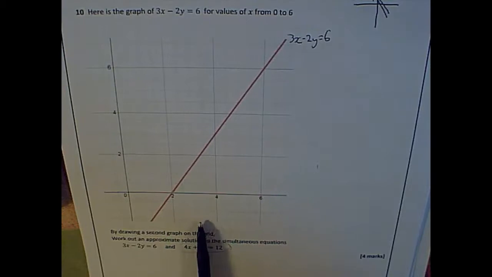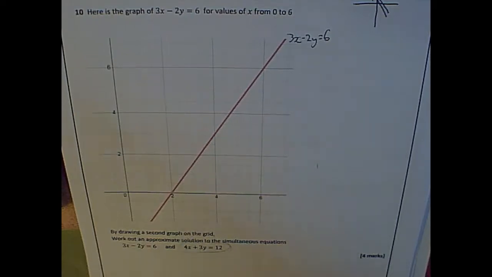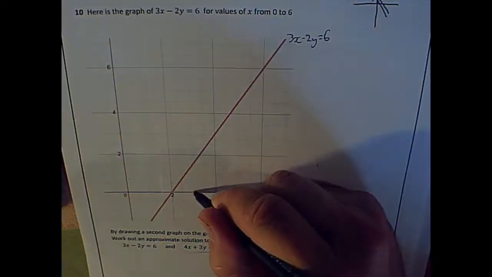If I block out this plus 3y, what I'm saying is, when y equals 0, this bit here comes to nothing. So if I block that bit out, all I've got is 4x equals 12. Well, if 4x equals 12, one lot of x would equal 3, wouldn't it? If 4 lots of x is 12, if I divide both by 4, one lot of x would be equal to 3.